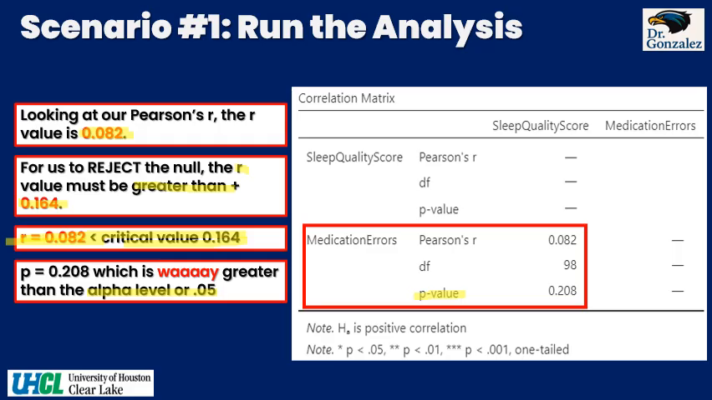So I've got to look at this p-value right here, and my p-value is 0.208. So when do I reject? I reject when it is way less than, and it is not way less than. I get a p of 0.208, which is greater than 0.05. Is that significant? Absolutely not. It is not significant.